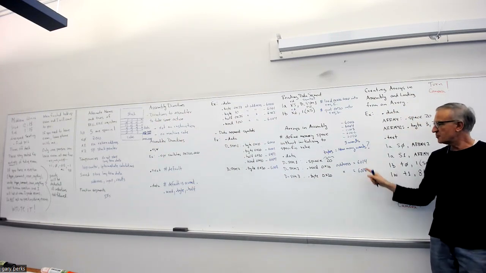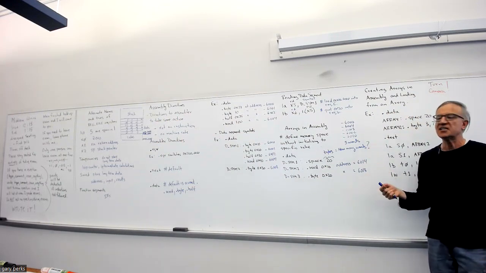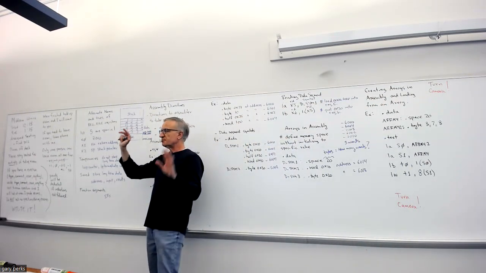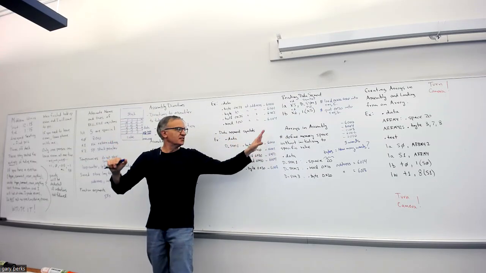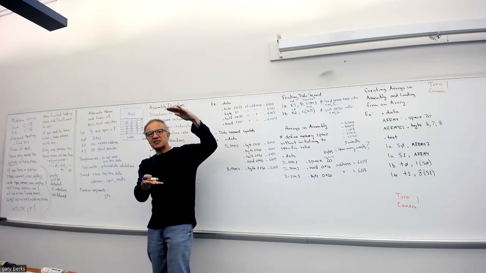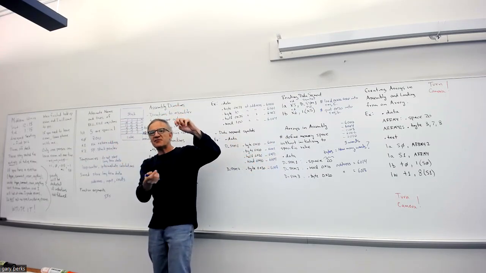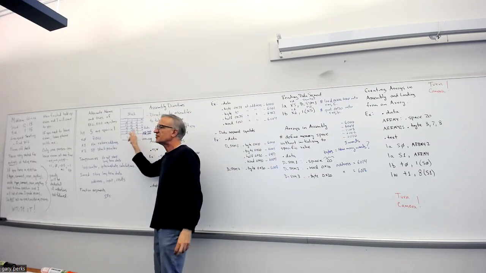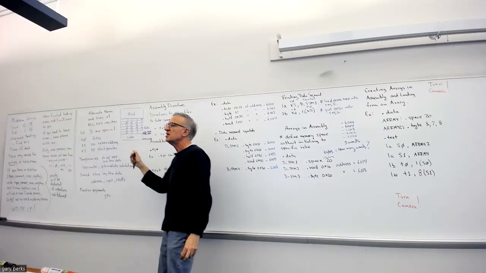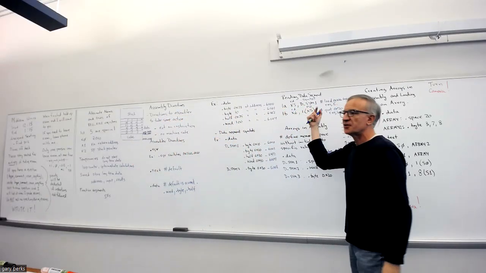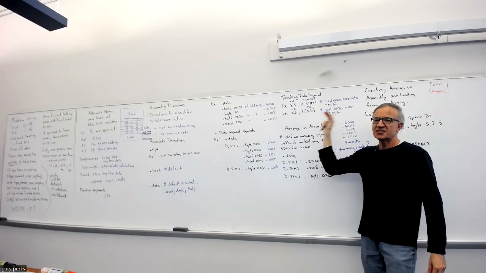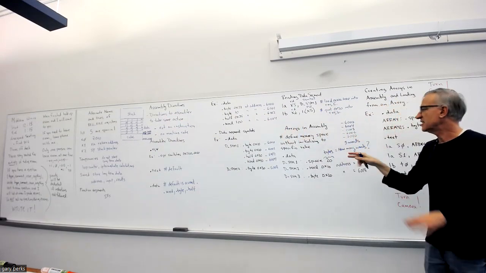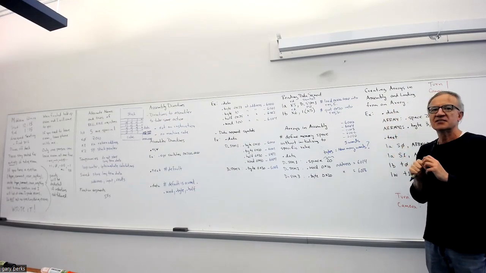Does everybody see how I'm getting these addresses? Because that's really the key to understanding what's going on in this data segment. Whether you're allocating space without a specified value or actually putting a specified value into the data segment, you have to understand how the addresses work. Also, when you're reading from the data segment, you've got to understand how the addresses work. That's the key to this whole thing.